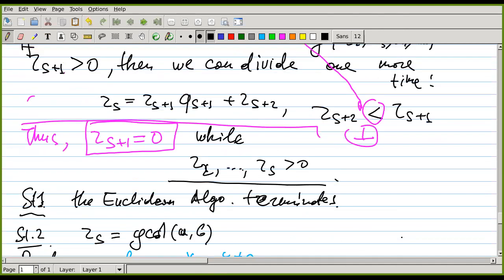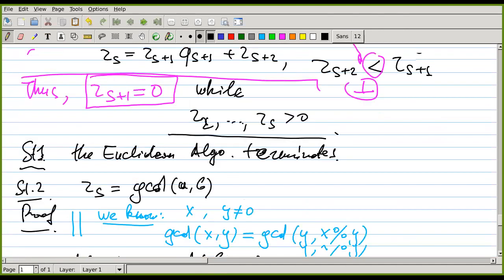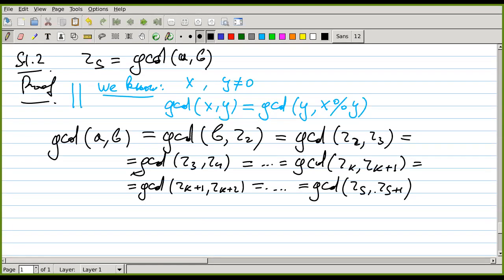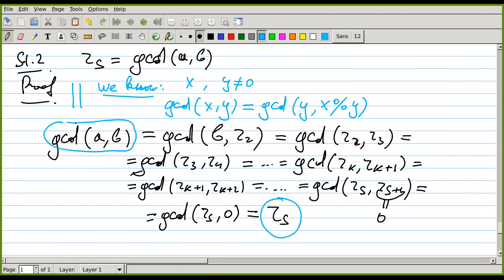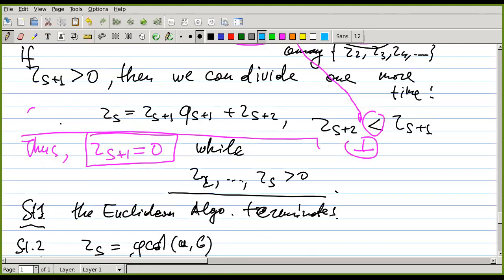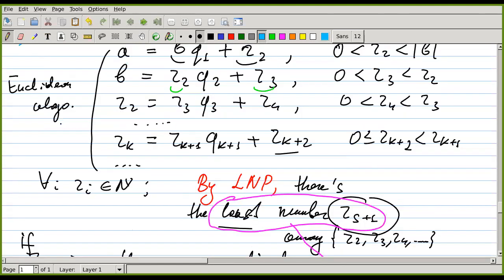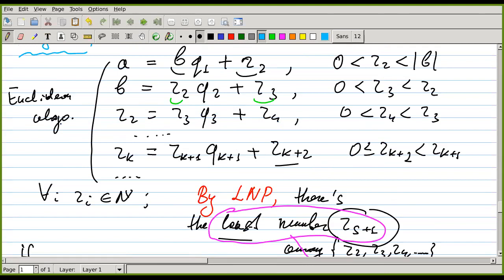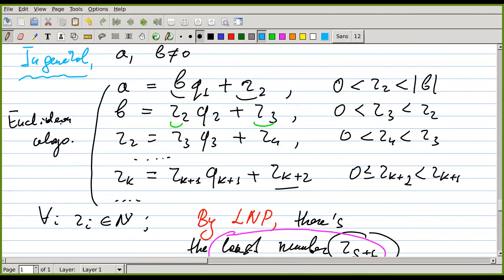And the next, RS plus 1 is 0. It is not possible to divide further, but there is no need to do so because the greatest common divisor of a natural number and 0 equals this natural number. So here it is. The greatest common divisor of A and B equals the last non-zero remainder in the Euclidean algorithm. Is it clear? Yes.